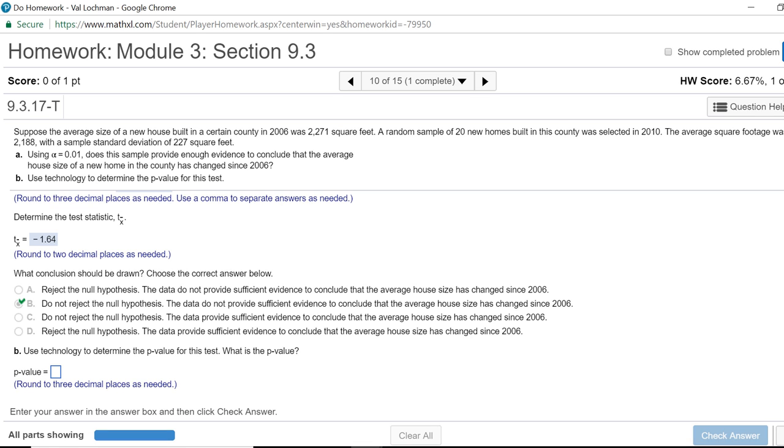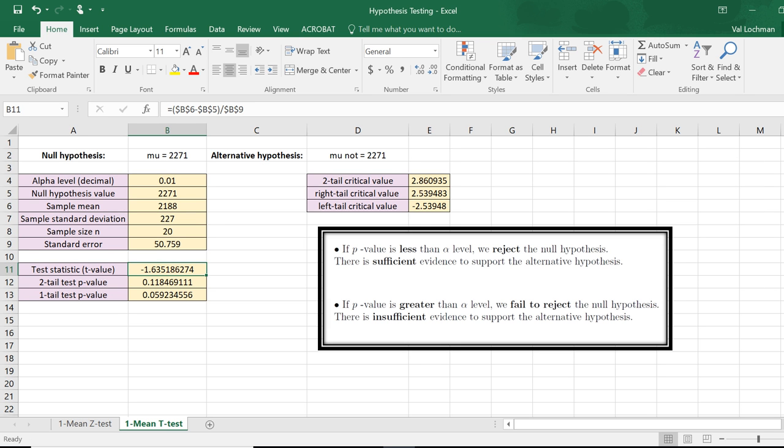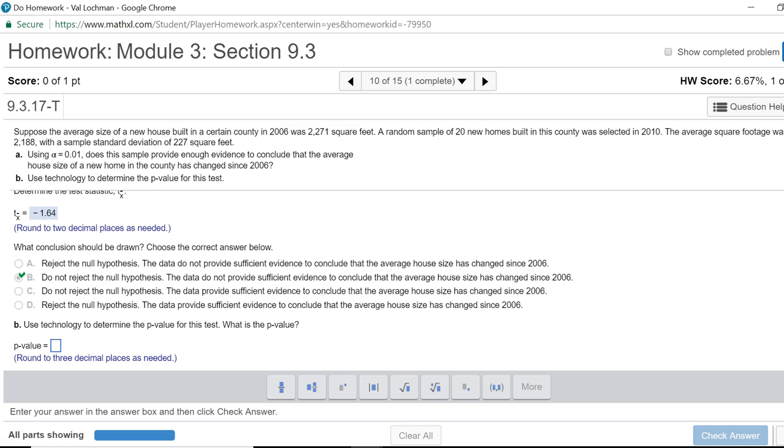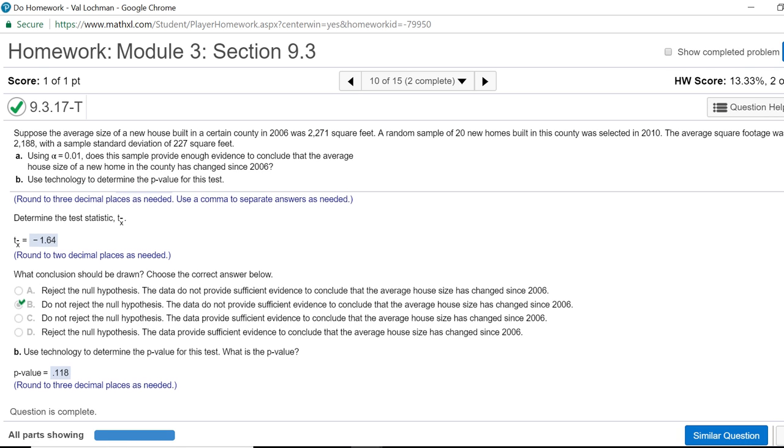The p-value, you already know approximately what it should be. It should be greater than 0.01 because we did not reject the null hypothesis. So let's go back to our file here, and this is the p-value for the two-tail test, 0.1185. They want 3 decimal places, so 0.118. That is a large p-value. It is bigger than the alpha level. We still would not reject.